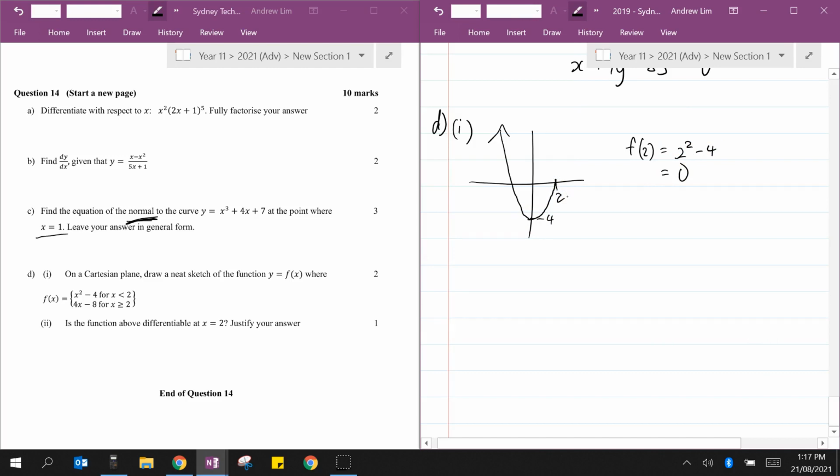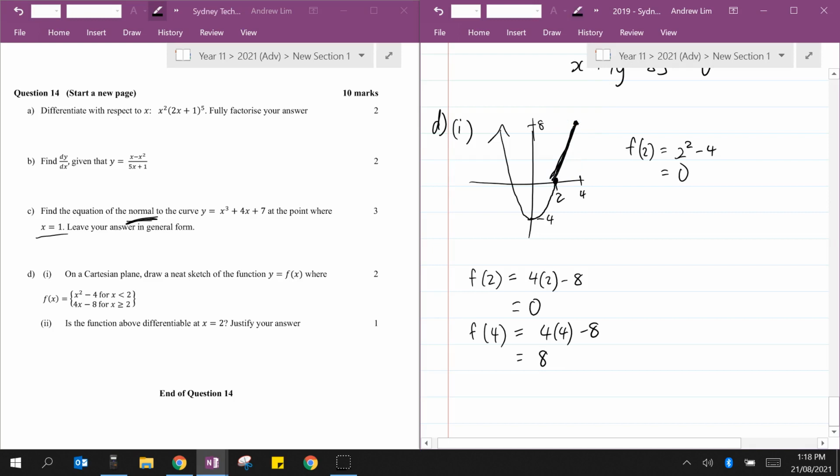4x minus 8, I know that is a straight line. But when x is 2, what is y equal to? 4 times 2 minus 8. Well, that's also 0. So it's going to start here. Let's just do f of 4 now. f of 4 will be 4 times 4 minus 8. 16 minus 8 is 8. So I know when x is 4, it's going to go to 8. It's going to be a straight line.